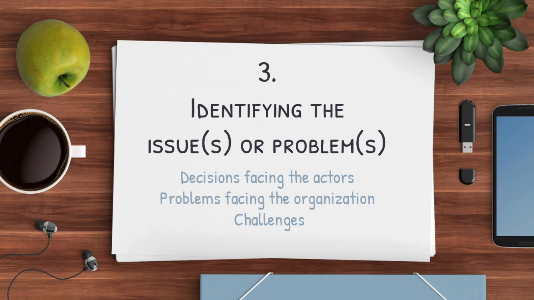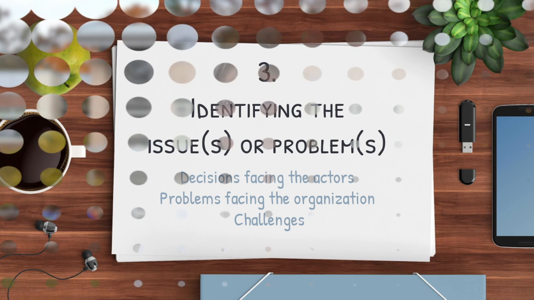The next step is identifying the issue or problem. Using the facts you identify the decisions facing the actors in the case or problems facing the organization or community. Keep in mind that a case may present multiple issues or problems. Your job is to identify the most important and separate them from more trivial issues. You will need to be able to describe the problem or challenge succinctly and be able to explain how it affects the goals of the performance of the organization or community.